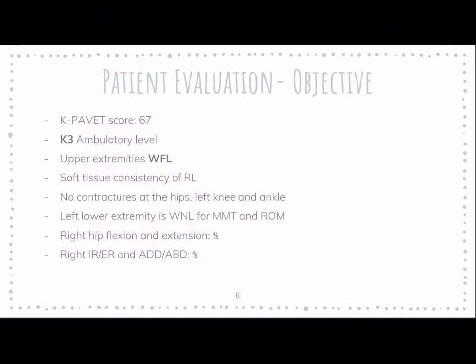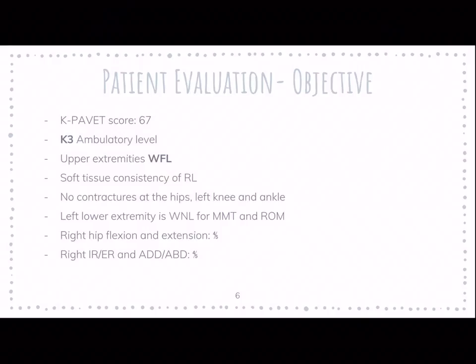It's 5 out of 5 for all the manual muscle testing with no contractures at the knee or the ankle. And her residual limb is only slightly weaker, with 4 out of 5 manual muscle testing for flexion and extension, as well as internal external rotation and adduction abduction.